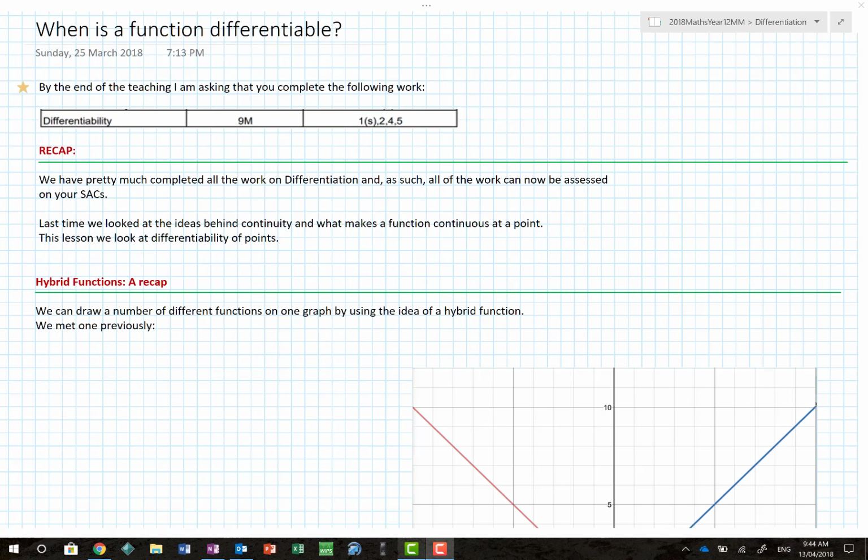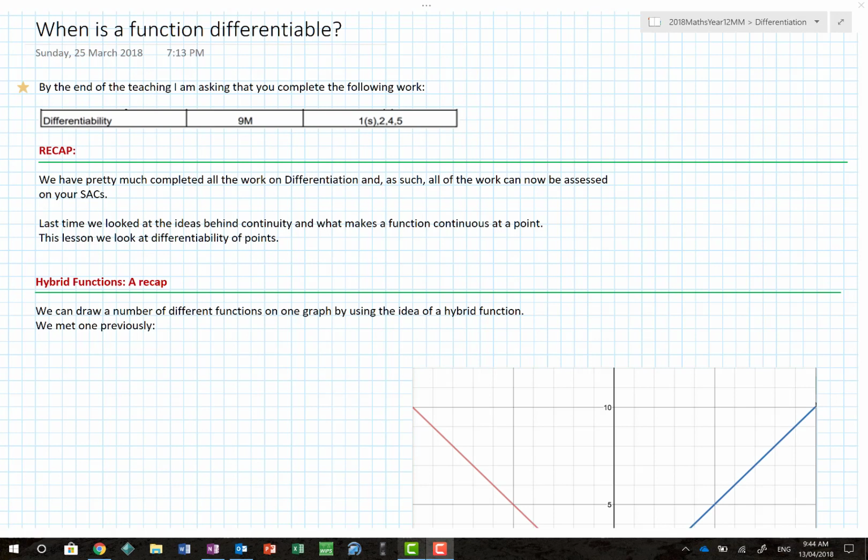So this is a question that makes me lie awake at night. I'm like, absolutely, I'm just about to fall asleep and I wake up screaming and I go, when is a function differentiable? Now come on, tell me, when is it differentiable? And I have to sit and think it through, all right? And such is the life of a maths teacher.